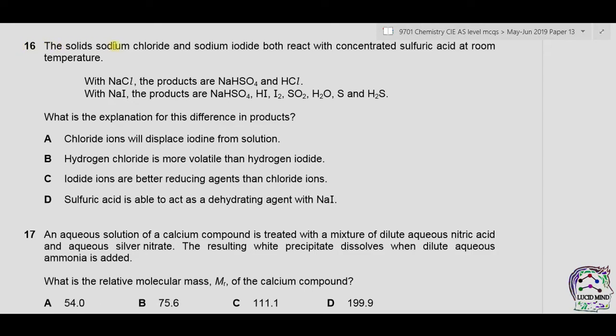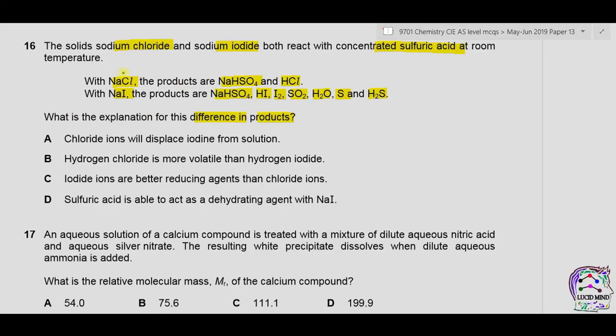Question 16. The solids sodium chloride and sodium iodide both react with concentrated sulfuric acid at room temperature. With sodium chloride, the products are sodium hydrogen sulfate and HCl. With sodium iodide, the products are sodium hydrogen sulfate, hydrogen iodide, iodine, sulfur dioxide, water, sulfur, and H2S. What is the explanation for this difference in products?